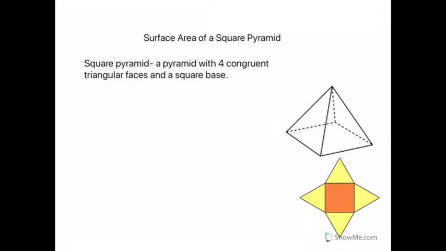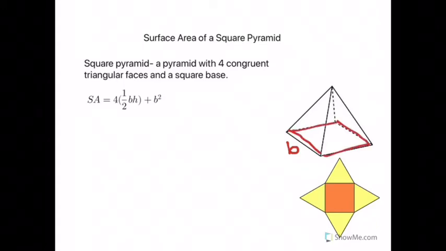So let's look at the formula for a square pyramid. Surface area for a square pyramid equals 4 times the quantity 1/2 times base times slant height plus the base squared. So the B stands for base, the measure of any of these edges along the square. And then H stands for slant height.